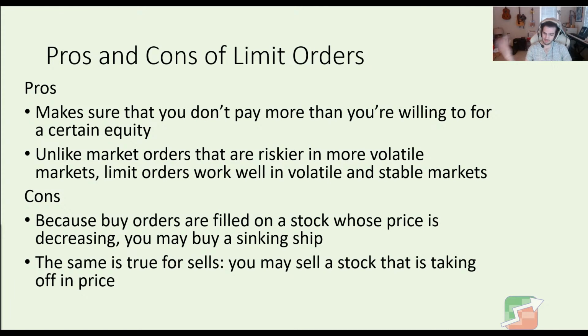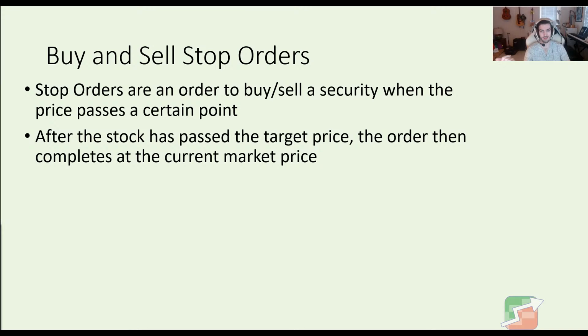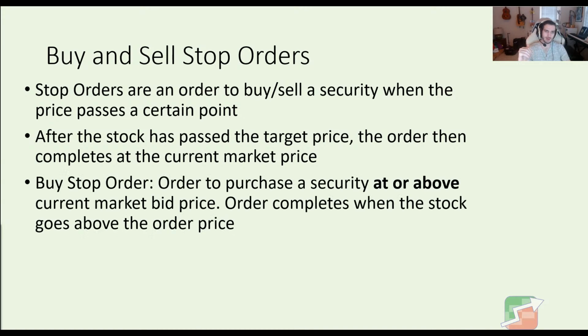So let's take all of this and flip it on its head. And let's talk stop orders. Stop orders are the opposite of limit orders, where we only buy or sell when a certain price is passed. But instead of it being sell at the lowest or buy at the highest, it's the opposite, where a buy stop order is an order to purchase a security at or above the current market bid price, where the order only completes when the stock goes above the price that we've set.